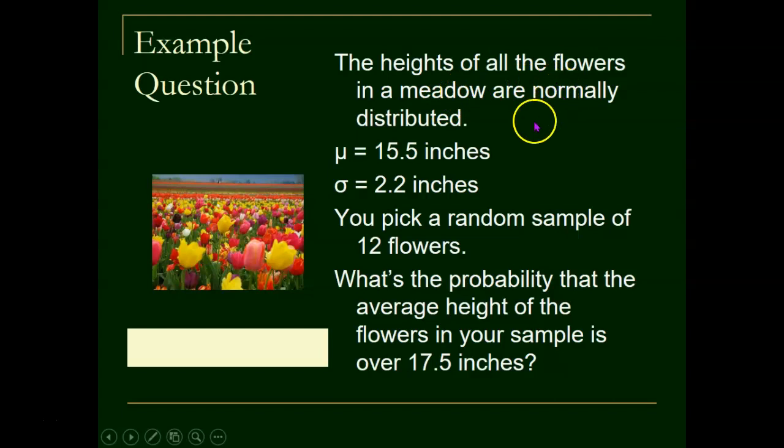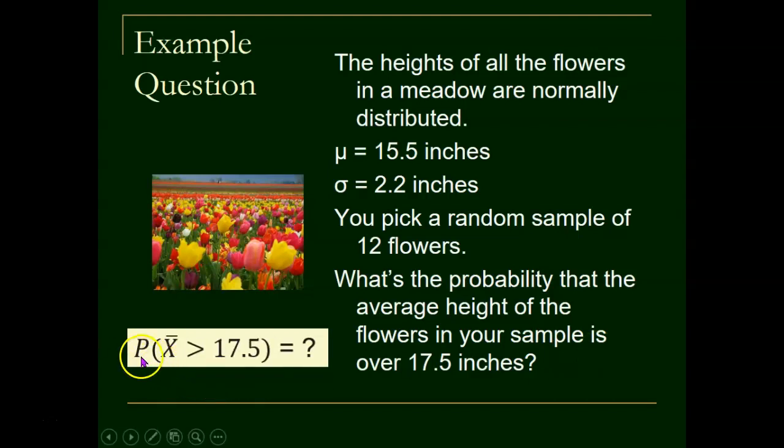The heights of all the flowers in a meadow are normally distributed with a mean of 15.5 inches and a standard deviation of 2.2 inches. You pick a random sample of 12 flowers out of all the flowers in the meadow. What's the probability that the average height of the flowers in your sample is over 17.5 inches?